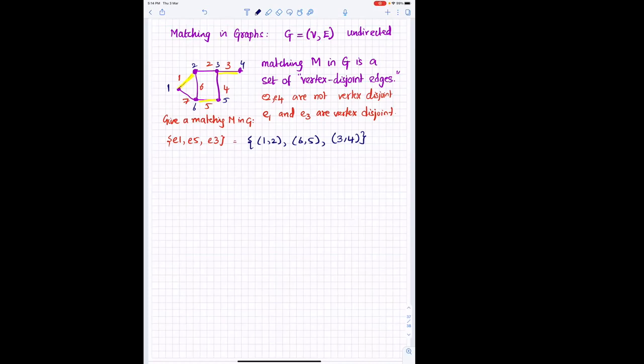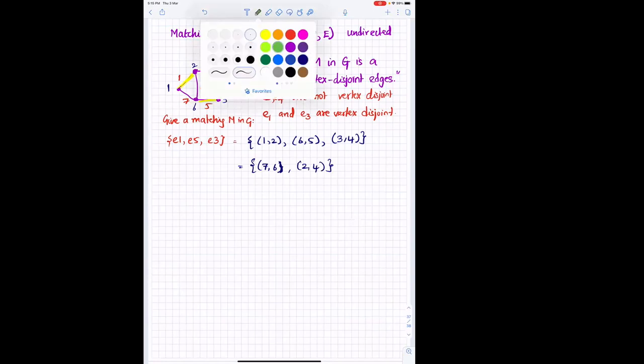Seven, 6, 2, 4. Okay, so you're saying edges, right? The vertex numbers. So he says 7 and 2. 7, 6, and 2, 4. So this is also a matching. So just put a different color.